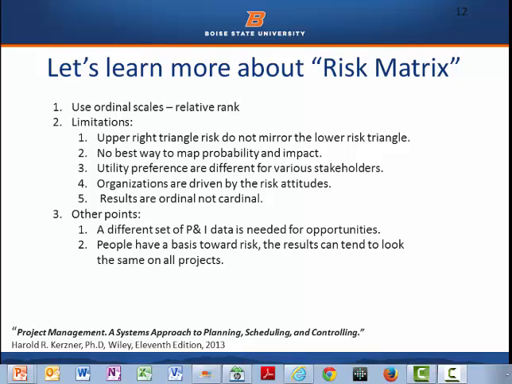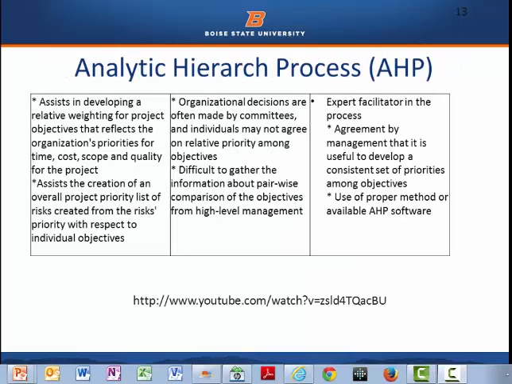The other point is that a different set of P&I data is needed for opportunities. One set will not work for everything. One set of probabilities and impacts will probably work best for negative issues or risk, and one will look better for opportunities. Unfortunately, it's very hard to quantify those opportunities, and I very rarely have seen people develop a P&I table or matrix for opportunities. I think it's something we should look at more. As we develop our risk management plans, you may have a chance to develop those opportunity sides. But what we're expecting is mostly the P&I risk table around the negative risk.